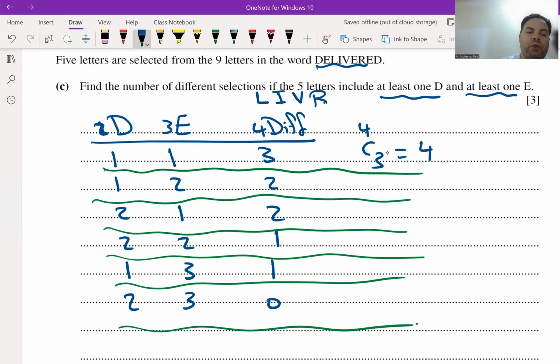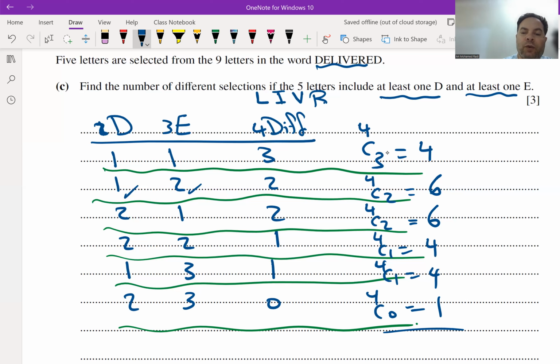Same, don't try to say 2C1 or 3C2. Just write 2 directly. It's 4C2, which is equal to 4 times 3 divided by 2. You will get 6 cases. The next, same, 4C2, you will get 6 cases. Then 4C1, you will get 4. 4C1, you will get 4. And 4C0, you will get 1. Find the total. 4 plus 6, 10, plus 10, plus 5. So the total is 25.